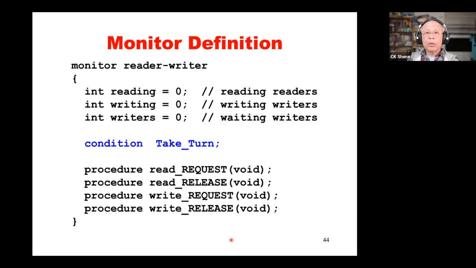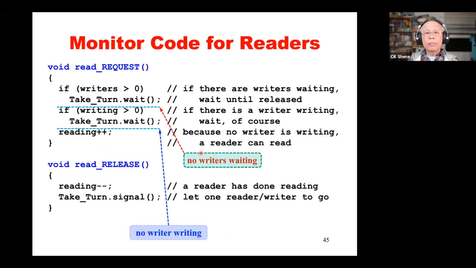Here is the code, the same. And we have take turn. So this is for read. If there are writers waiting, wait. When it's released, check to see if there is a writer writing, wait. And if a reader can pass both waits, he can read. So upon exit, subtract one from reading and allow one from take turn to go. This one is allowed, its release could be here or here.